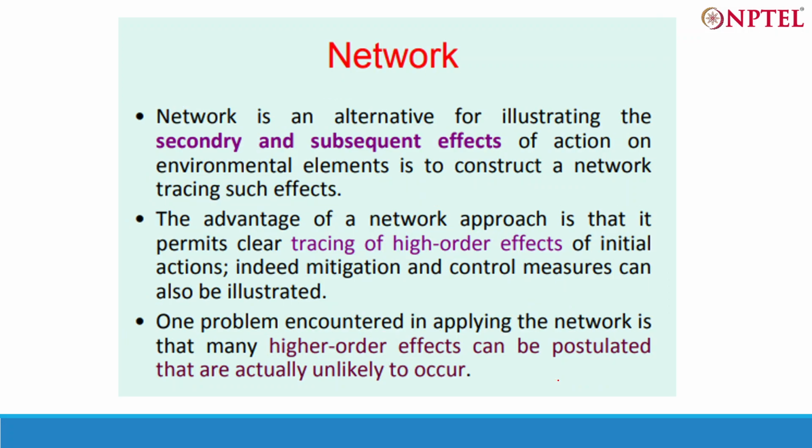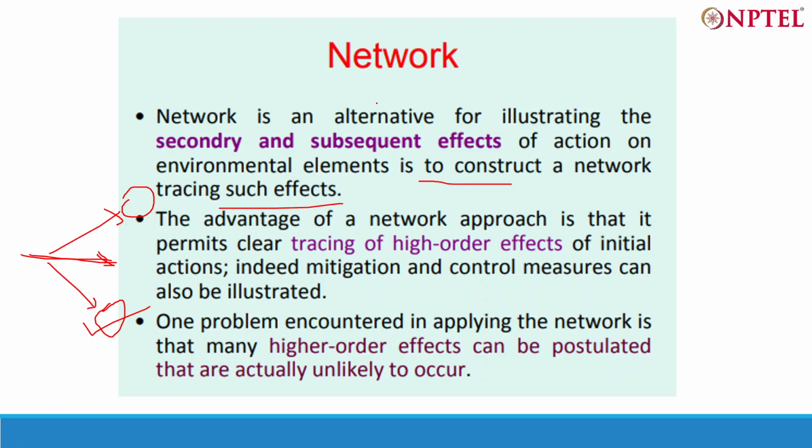Okay. Then we have network. Network is an alternative for illustrating secondary and subsequent events. Like you have an air pollution thing, but in a network you show that health problems are there, and it is also affecting the photosynthesis of plants. So this type of network illustrates the secondary and subsequent effects of the action on the environmental element, to construct a network tracing effects. So this can be very helpful.